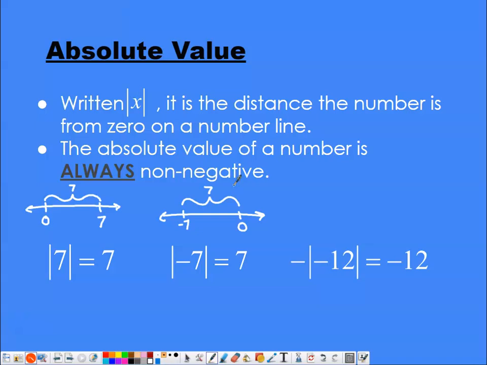This last one is a little bit trickier, right? But basically, we have the negative absolute value of negative 12 is equal to negative 12, right? Well, okay, so treat absolute value just like you would a grouping symbol, right? So what is the absolute value of negative 12? Well, that's just 12, right? So we just go ahead and write that 12 down. But we have this negative sign out front. So we have negative 12 is equal to negative 12, right? So because that negative sign is on the outside, that's why we have that negative answer there.